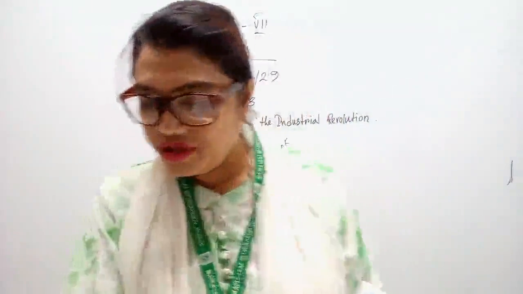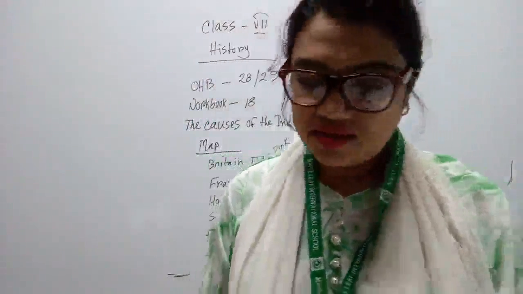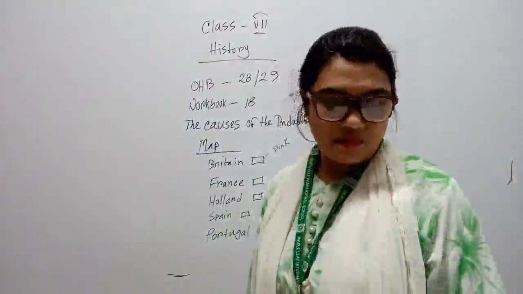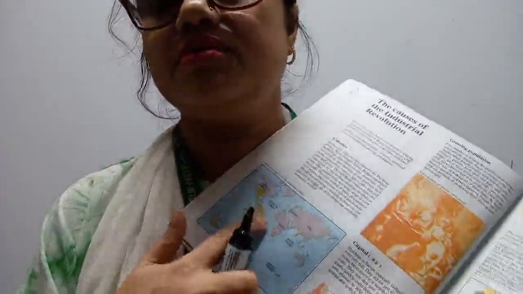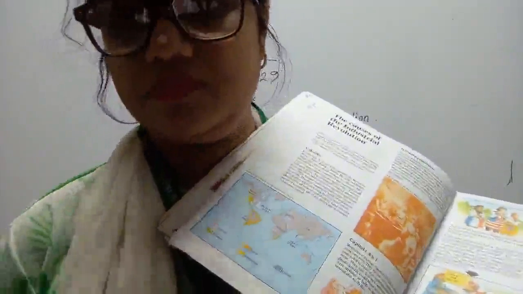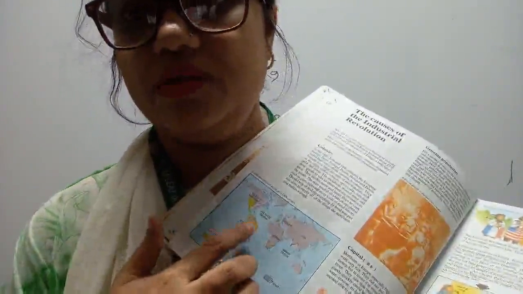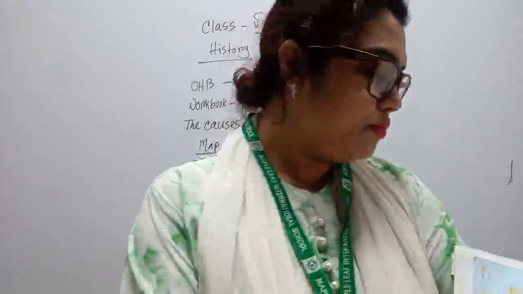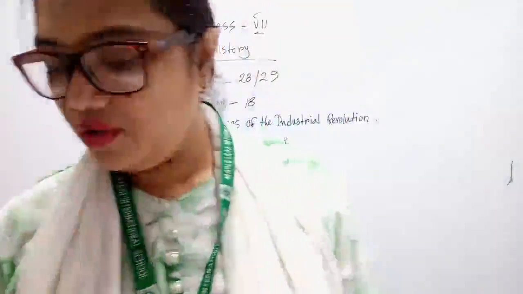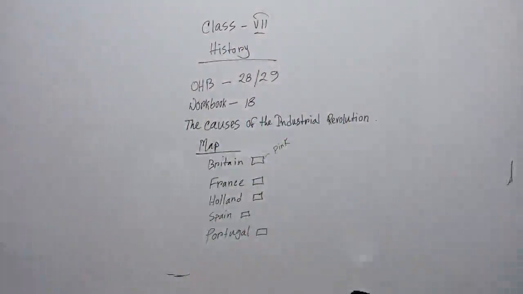That is France. Now the next point is Holland. It is done in yellow color in your book. Holland is the yellow part, inside South America. This one is Holland. If you follow your book, it will be easy for you to color the map.